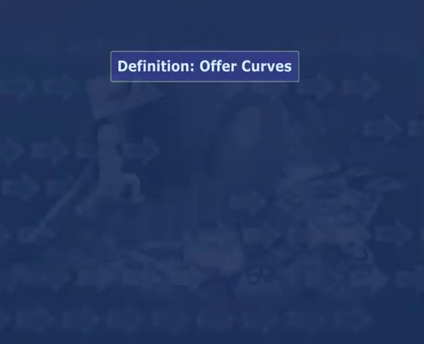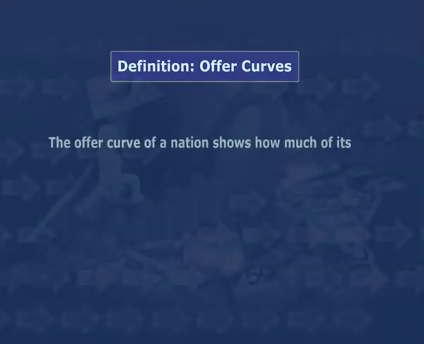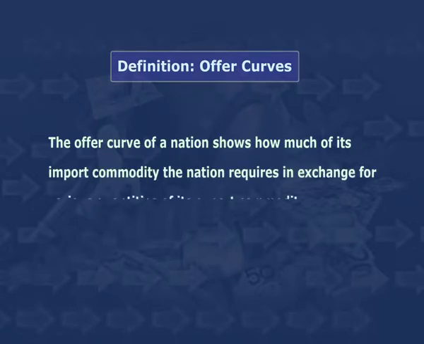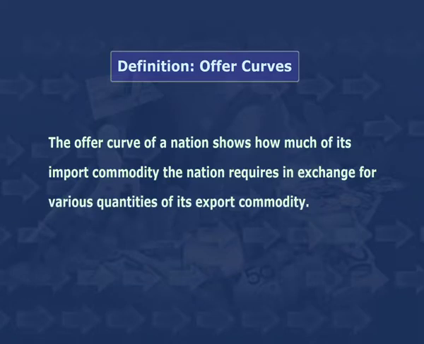Now we will look at the definition. The offer curve of a nation shows how much of its import commodity the nation requires in exchange for various quantities of its export commodity. In other words, the offer curve shows all pairs of imports and exports implied by the production possibilities of a nation and the indifference curves. The offer curve is generated by varying the price ratio of the goods that can be traded.